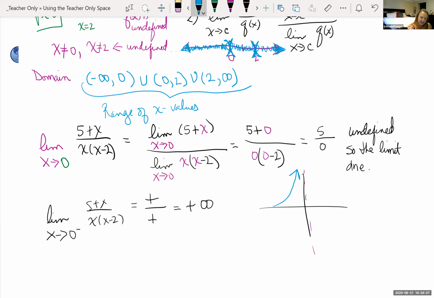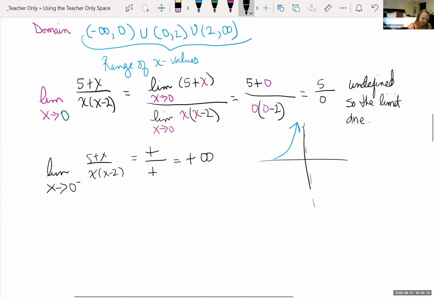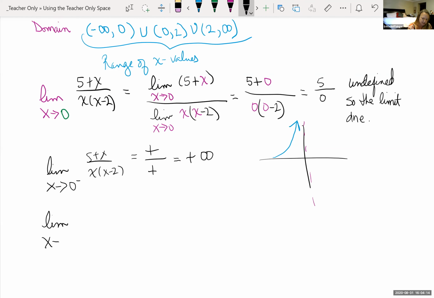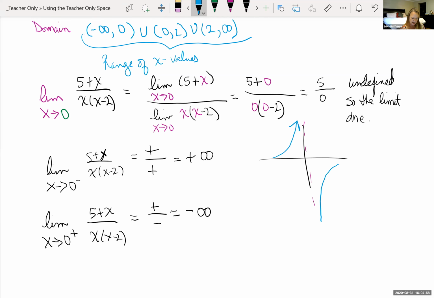And then looking at it on the right-hand side, I can do the same sort of reasoning. When I'm plugging in values, x approaching 0 on the right-hand side, I'm plugging in a positive number close to 0. Well, 5 plus a positive number close to 0 is also positive. And then a positive number times, well, 0.01 minus 2, I'm getting close to 0 minus 2, which is negative. A negative times a positive is negative. So this is equal to a negative number, negative infinity. So this is actually shooting downwards as x gets closer and closer to x equals 0 on the right.